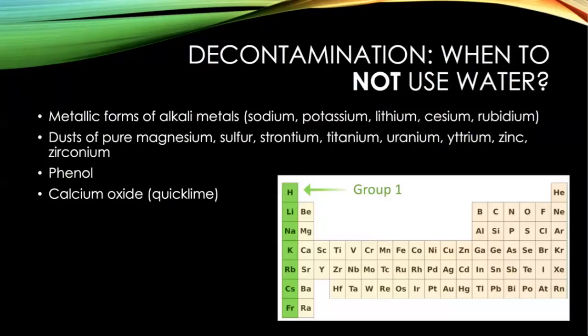The first one is contamination with reactive metal forms of alkali metals, such as sodium, potassium, lithium, cesium, and rubidium. These react with water to form strong bases. These are your group 1 here on your periodic table. These are the alkali metals.